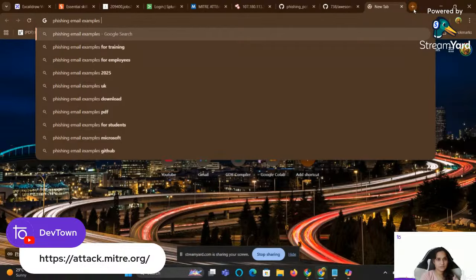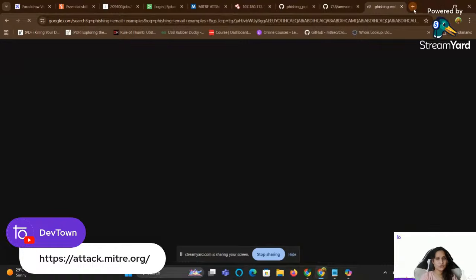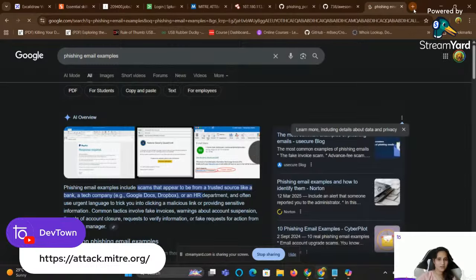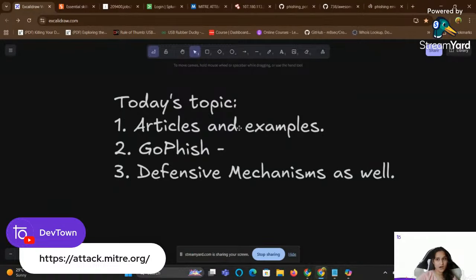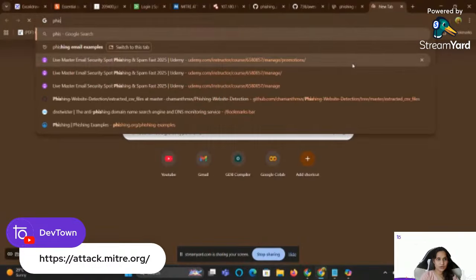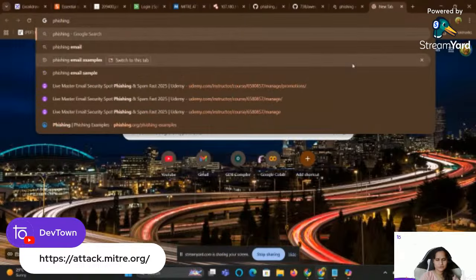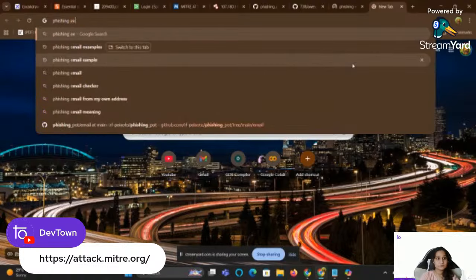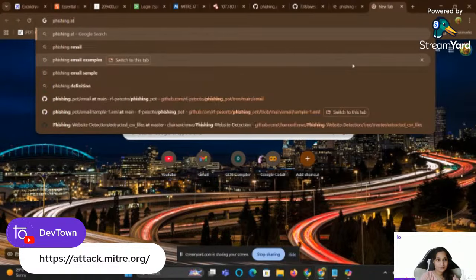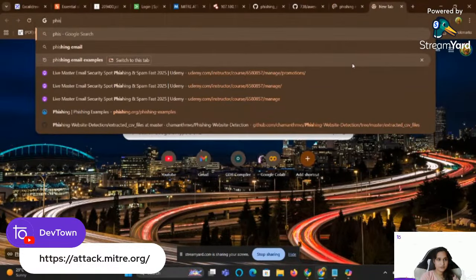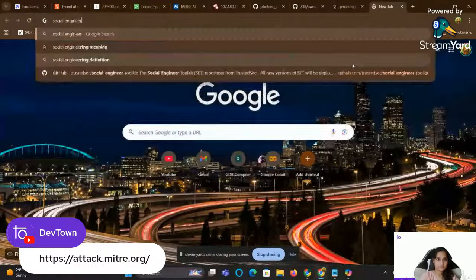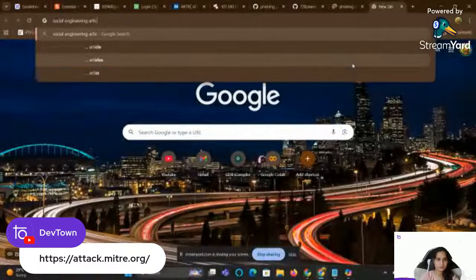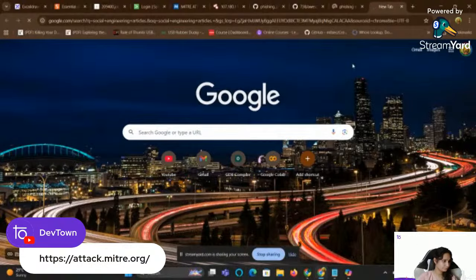Now let's head on to the phishing examples. As I have mentioned, for today's topic we are going to discuss the articles and examples. Let me open up another website as well to show you how you can look for phishing attacks. All right, I'll just give it a second. I'll show you something else. Articles. Yeah, that's good to go.